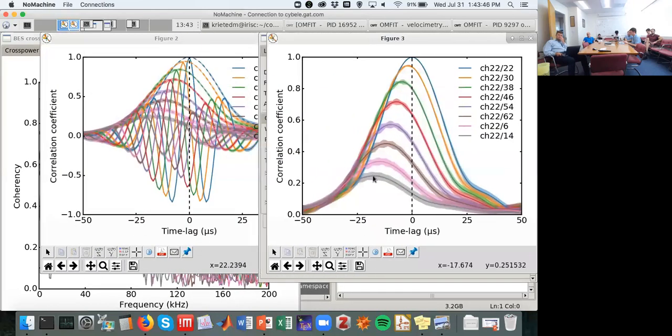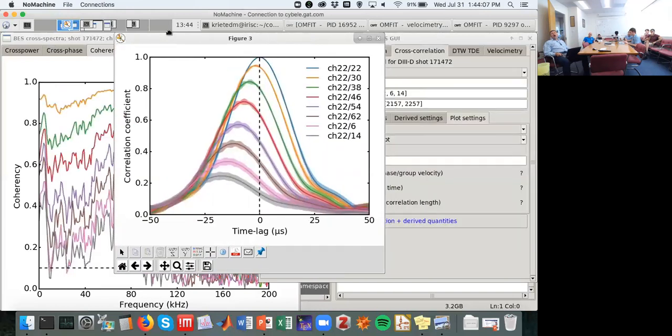And so this is a better plot to show. This is showing that as you increase the channel separation, the time it takes the turbulence to propagate between the channels increases. And also the correlation of the turbulence decreases as you increase separation.